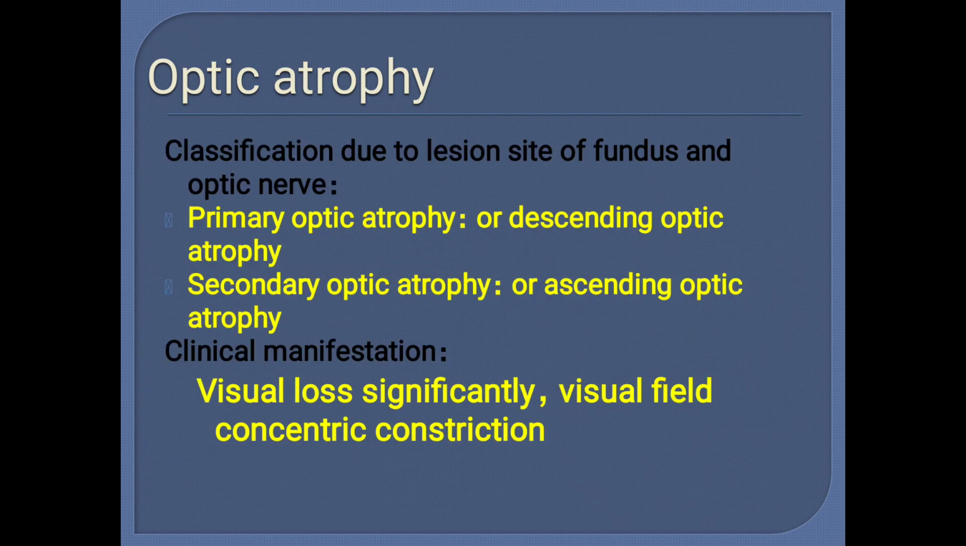Optic atrophy can be because of a primary cause or because of a secondary cause. And how does the patient present? The patient will not have any vision in that eye, and there may not be any very significant visual field constriction, or there may be absolutely a black field.